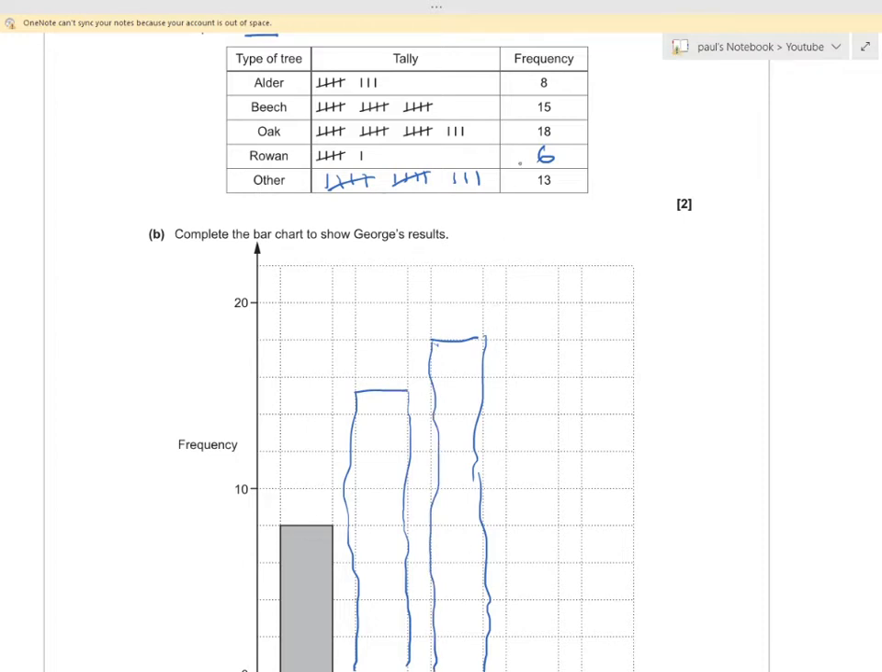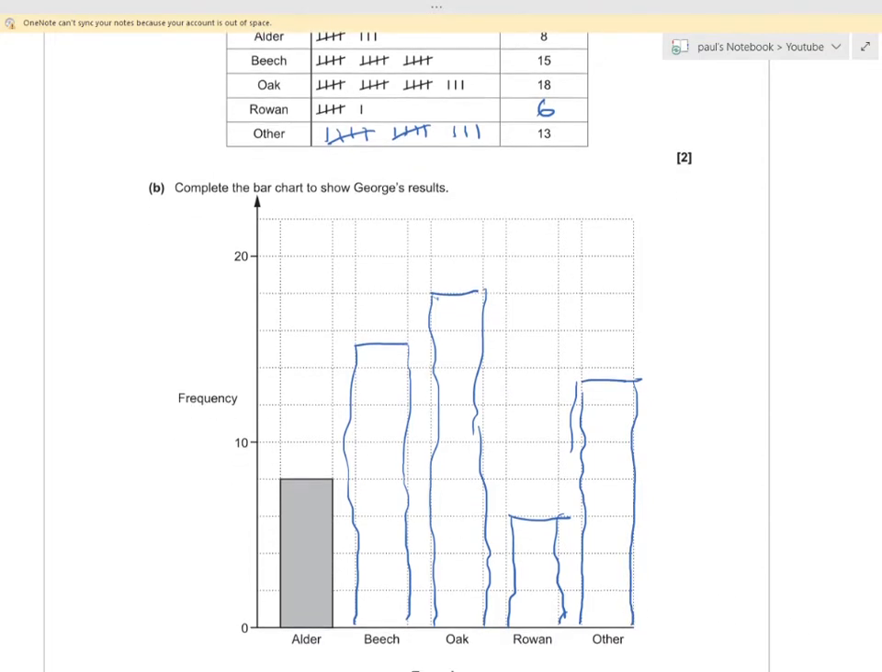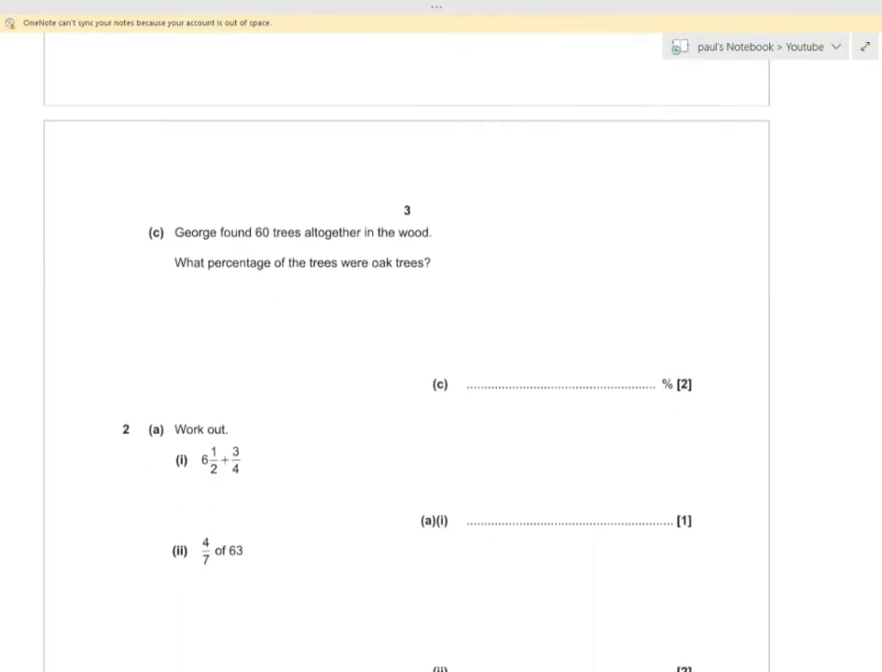You do this with a ruler, wouldn't you? Yeah. The rowan is 6, so that's 2, 4, 6. So that's just down there. Perfect. And the other is 13. 10, 12, 13 is halfway there. So nice and accurate. Look at that. Okay. Nice one to warm you up with.